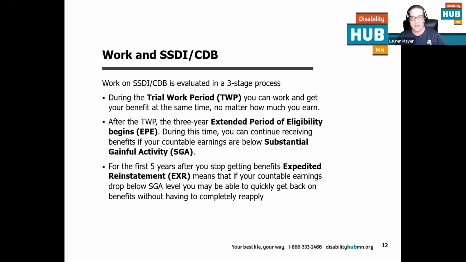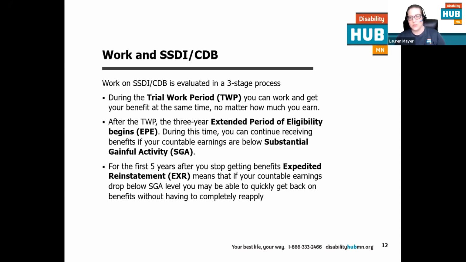So there are three distinct stages for a person who's on a Title II benefit. The first, and the most permissive stage, is called the trial work period. During that stage, you can actually work and get your benefit at the same time, no matter how much you earn. You could theoretically earn $1 million a month, and you would still be getting your check right along with it if you were in that trial work period.